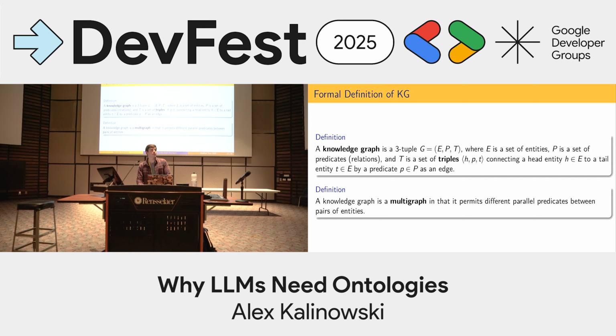I'll give the formal definition of a knowledge graph because it's going to be important later. A knowledge graph is a tuple of three things. We have our entities E, our predicates or relationships P, and a set T of triples. So we're really linking two entities by one of these predicates. And those triples are going to be important as well. Knowledge graphs are multigraphs in that they permit different parallel predicates between entities. So you could be born in a city, and you could also currently reside in that same city. So two different relationships between yourself and the city.